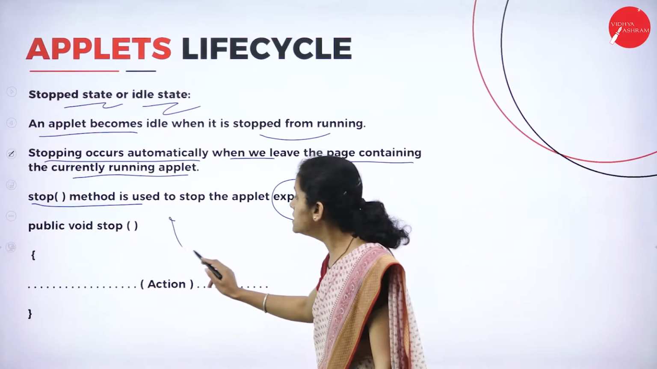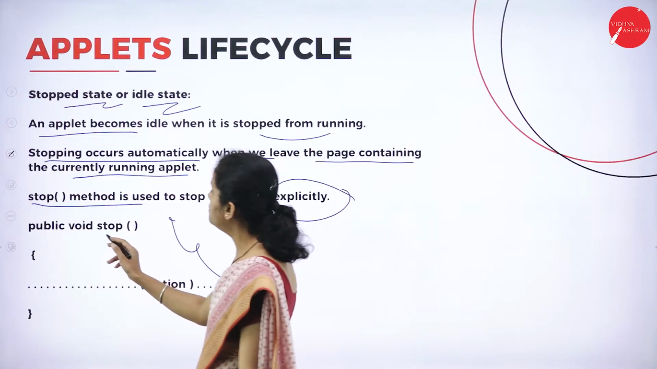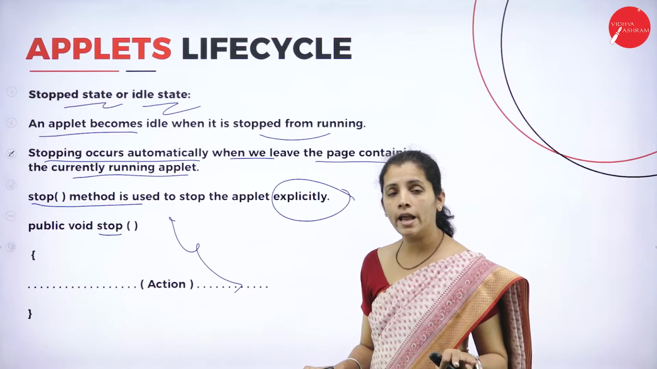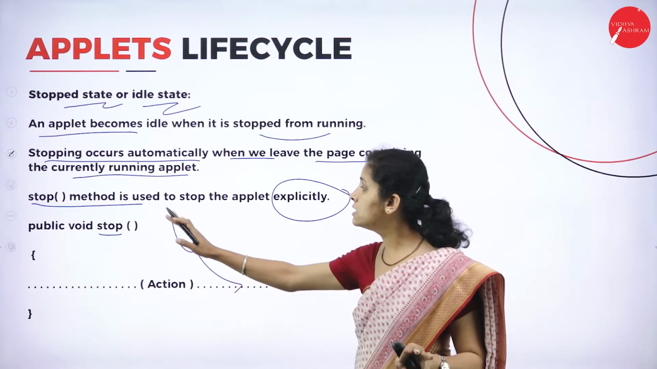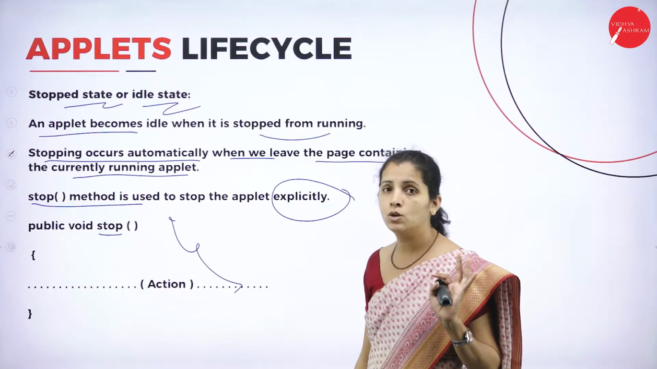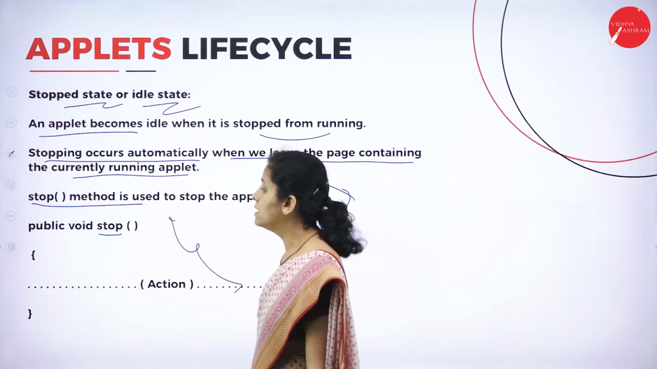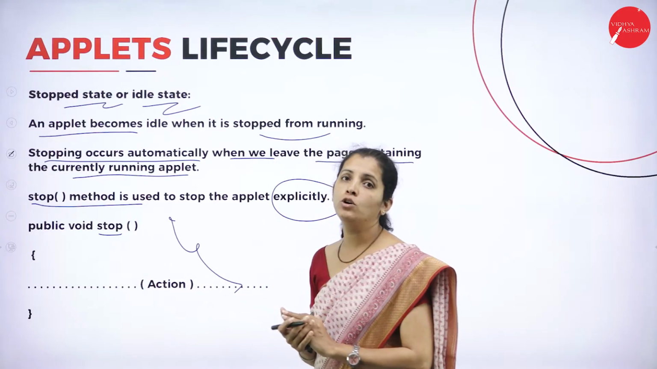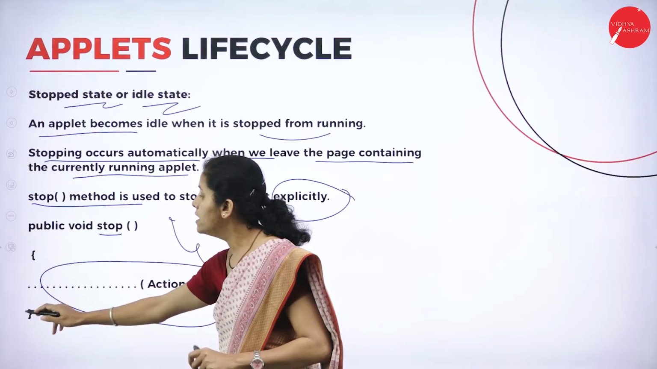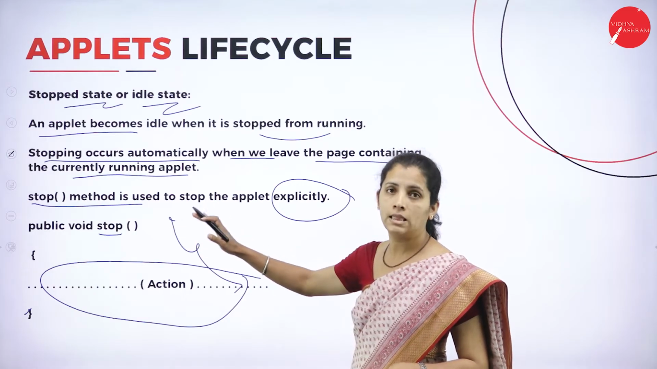Now this is the syntax for stop method. I'm going to have the method name stop and it does not return any value. For that reason the return type is void and it is publicly available to all the programs as well as the user. So it is public. And whatever action I want to perform should be written inside the curly brace. So this is the syntax of stop method.